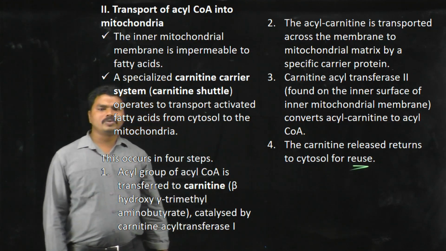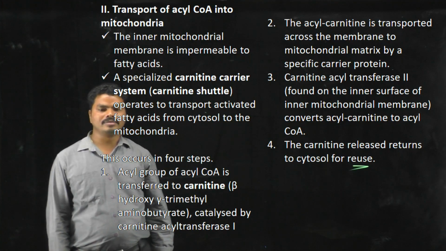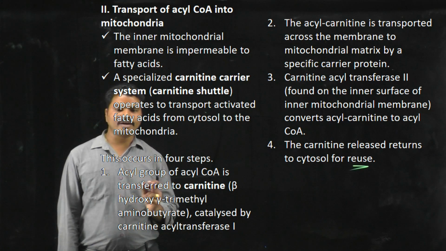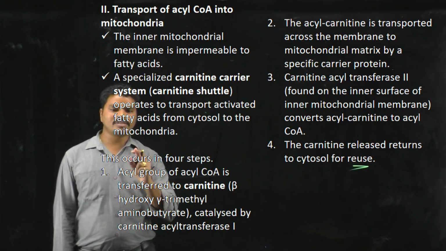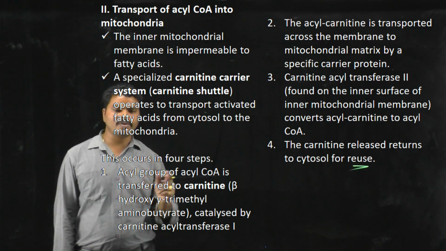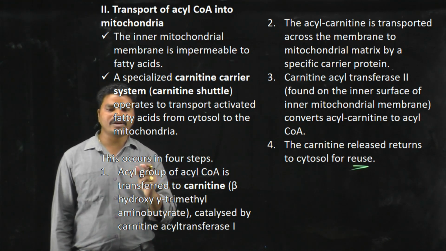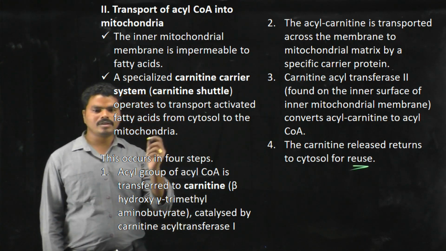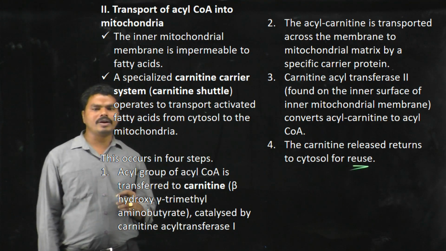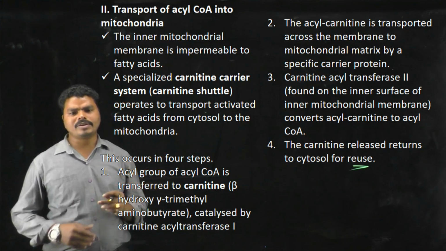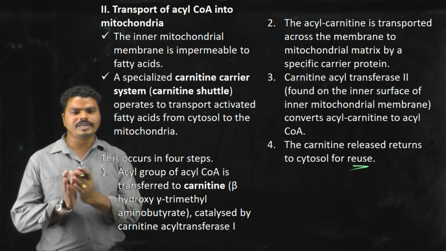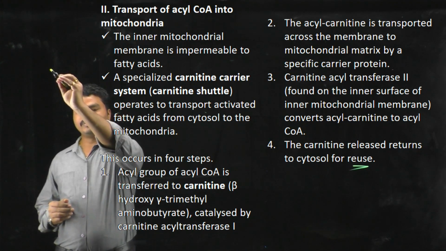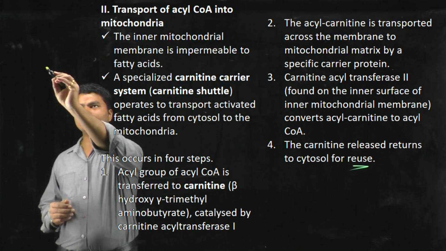Next, transport of acyl-CoA into mitochondria. In the first step, we saw the activation of free fatty acids, that is, conversion of fatty acid to acyl-CoA by the action of thiokinases or acyl-CoA synthetases. Coming to the transport of acyl-CoA into the mitochondria, the inner mitochondrial membrane is impermeable to free fatty acids. In the previous step we discussed the activation of free fatty acid.